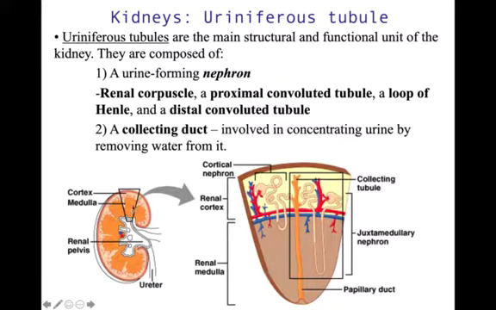Now, we're going to talk about what are called uriniferous tubules, which are not in your lab manual. Well, the basic structural and functional unit of the kidney is the nephron, and the nephron consists of all these things that we're about to talk about. On top of the nephron, you have what's called a collecting duct. The nephron and the collecting duct make up the uriniferous tubule.